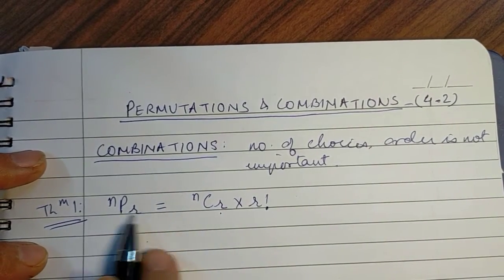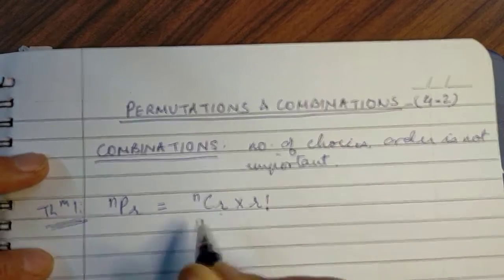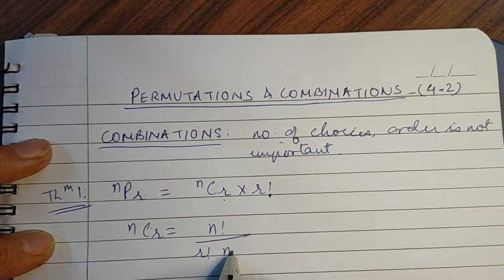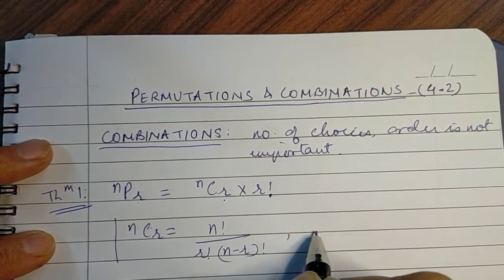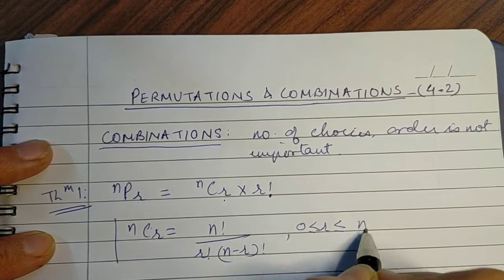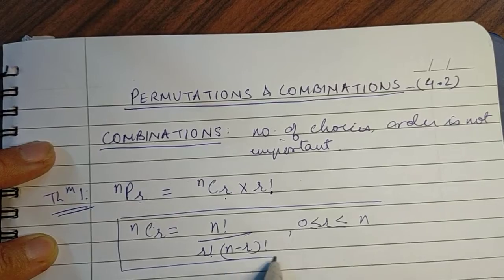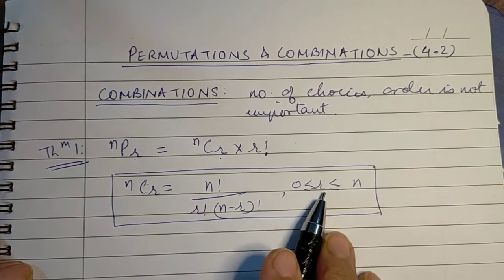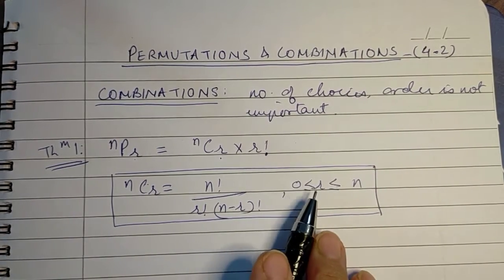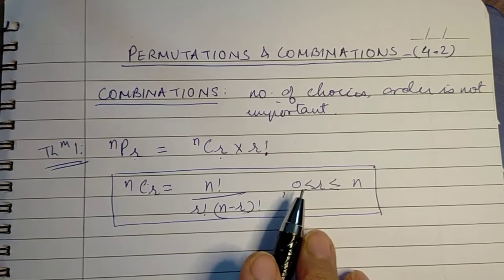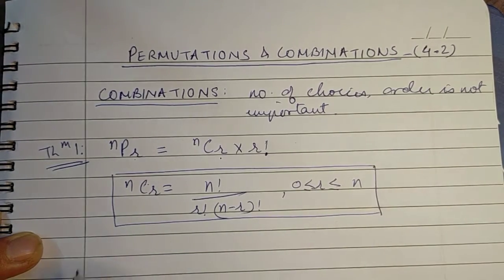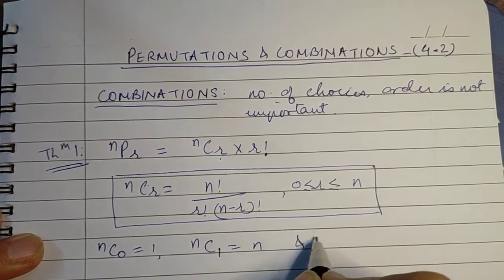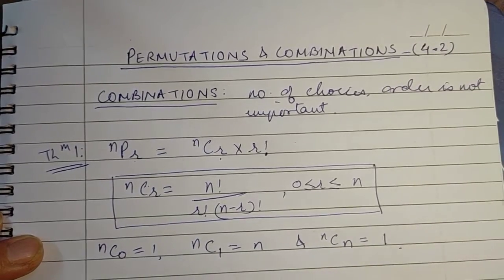And as a consequence of this, we had got the result for combination as n factorial over r factorial into n minus r factorial, where r lies between 0 and n. Now here, just as in permutation, we have to be careful that while choosing, r can never exceed n and r can never be negative. So r always lies between 0 and n. And we had seen that nC0 is 1, nC1 is n, and nCn is 1.